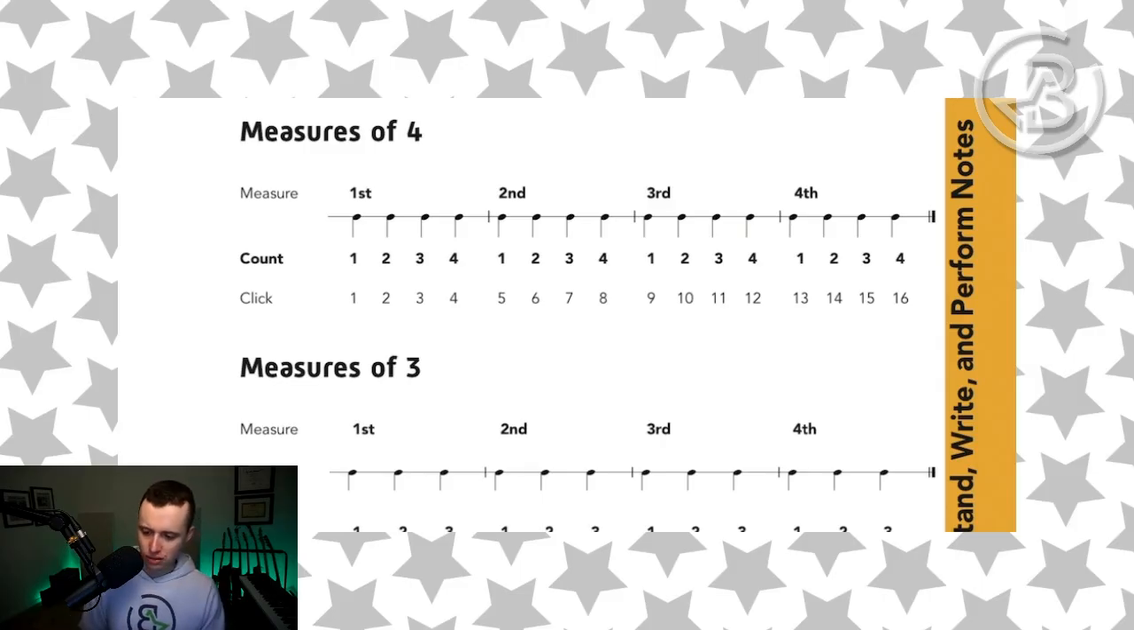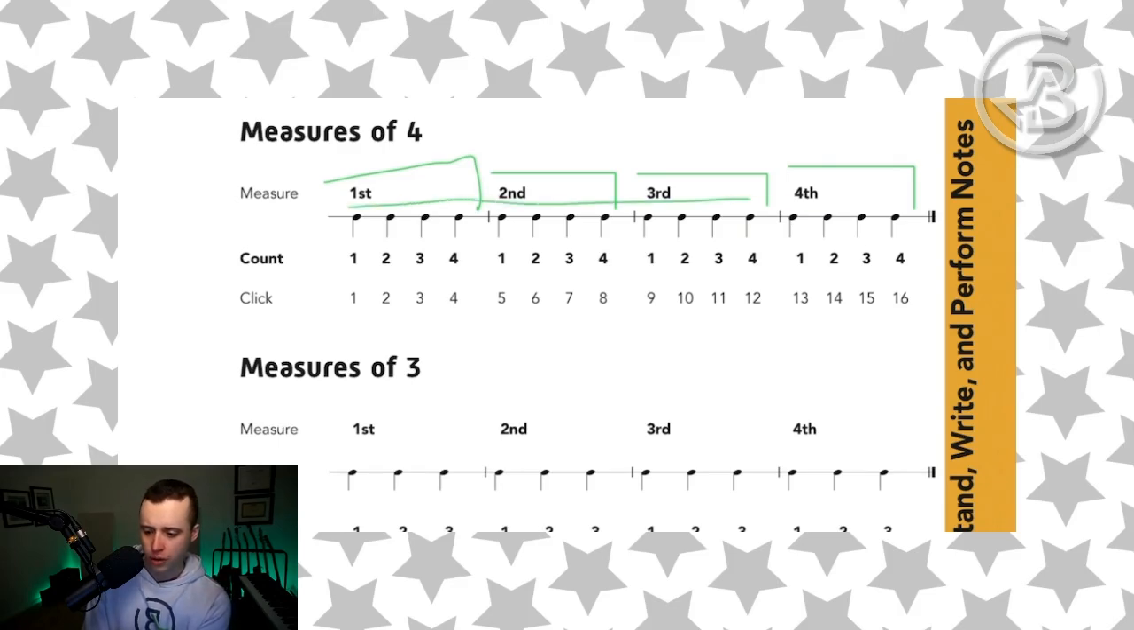So first, let's look at our measures. In this example, we have measures of 4, which means there's going to be 4 notes or 4 counts in every measure. You can see we have 4 measures total. Measure 1 is here, measure 2 is here, 3 is here, measure 4 is here. To keep things simple, the notes are on a single line instead of on the staff. Now you can see that in each measure, there are 4 quarter notes.